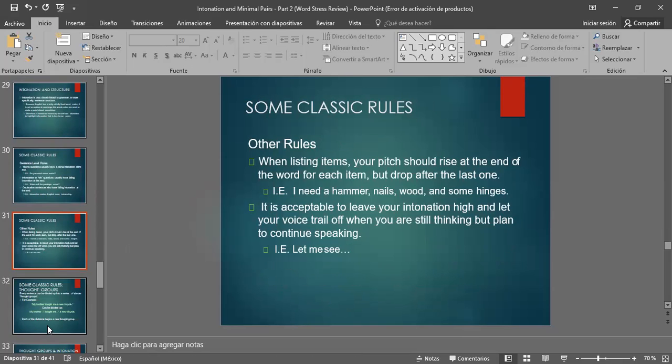Then you have other rules. When listing items, your pitch should rise at the end of the word for each item, but drop after the last one. Remember, it says your pitch should rise at the end of the word for each item, but drop after the last one. I need a hammer, nails, tape, and something.